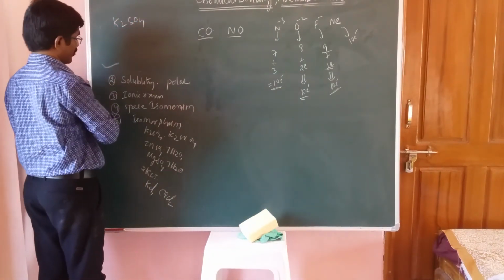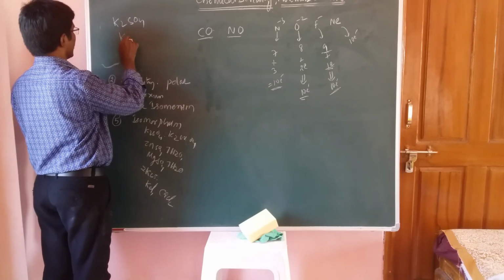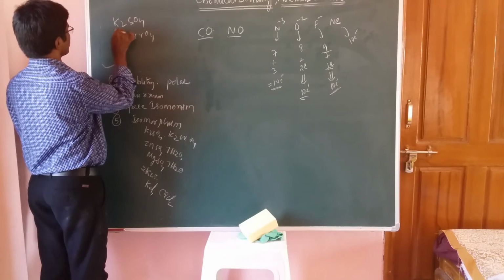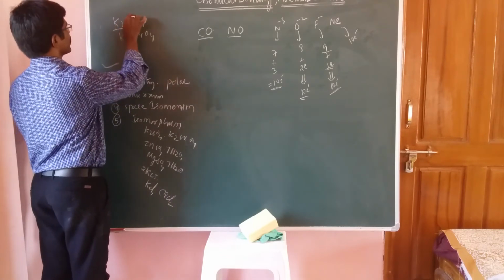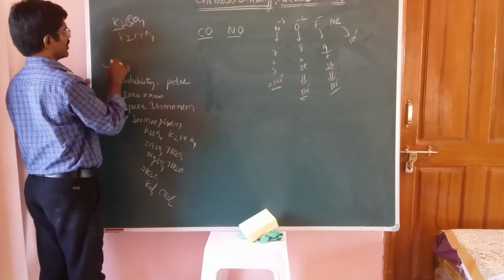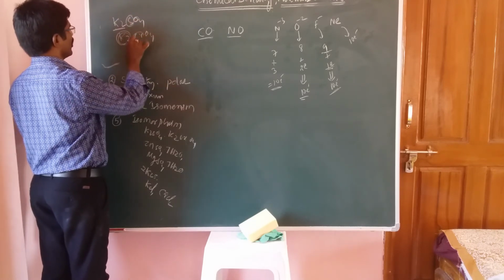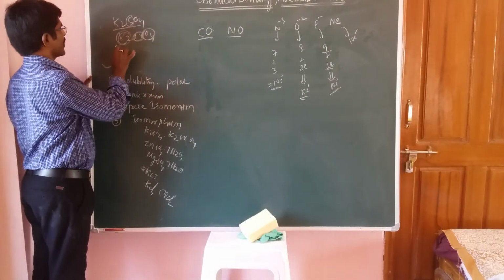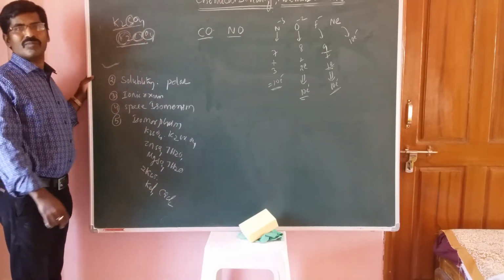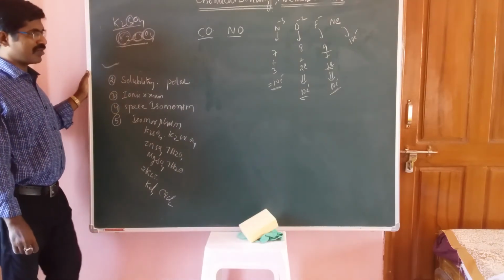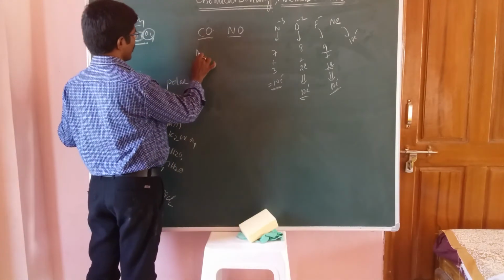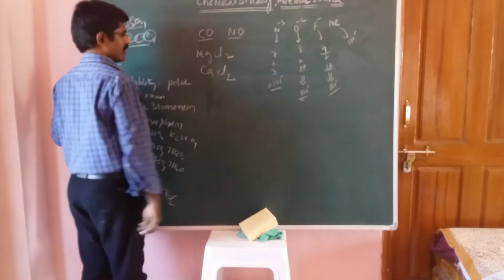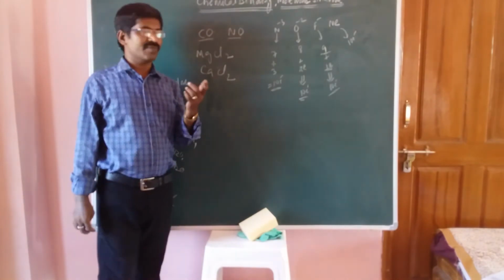And here the next one is K2CrO4. Now look at the board. K2 means 2 potassium atoms are present, here the sulfur has 4 oxygen atoms, and in the other, 2 potassium atoms, chromium, and O4. These are isomorphous compounds. And you should also take MgCl2 and CaCl2, which is also an example of isomorphism.